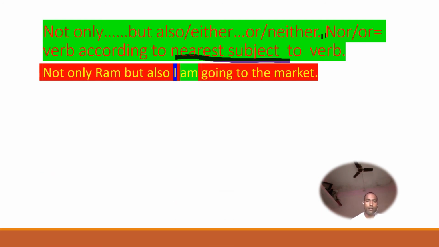Let us see, not only Ram but also I. Here Ram is also here and I is also here, but we have used am, not is. Why? Because am and I are near, right? The nearest subject is I. So we have used I am. If according to Ram, there certainly will be is, but we have to use the nearest subject. It means the verb is here, so we use the nearest one.